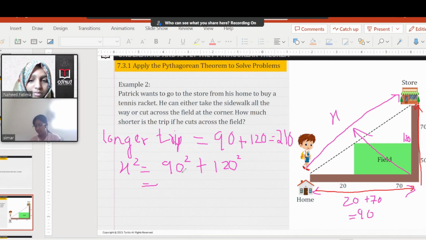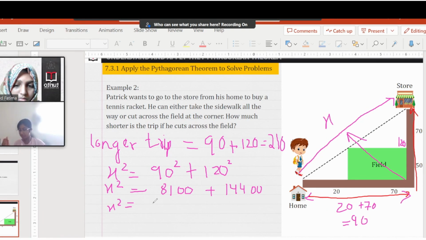What is 90 square? Whenever there's a zero, just write 2 zeros. If there's 1 zero, write 2 zeros and get the square of the remaining number. What is 9 square? 81, so 8,100. Similarly, 120: there's 1 zero, so write 2 zeros. What is 12 square? 144, so 14,400. Just add them: 22,500.